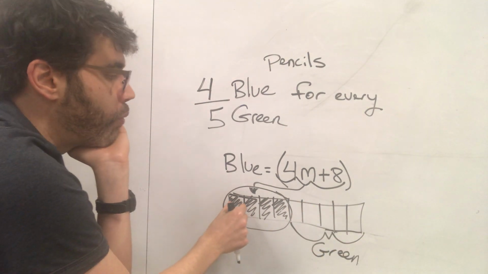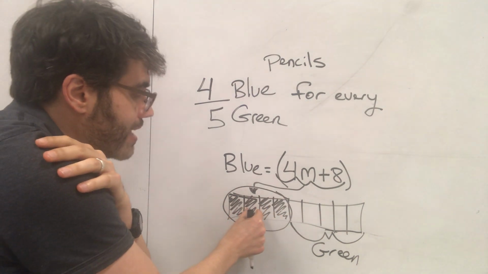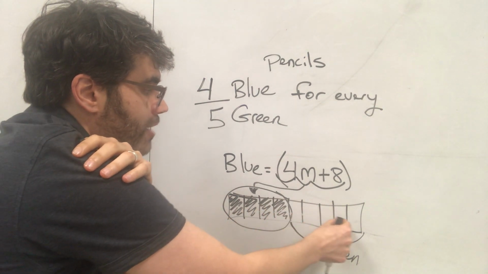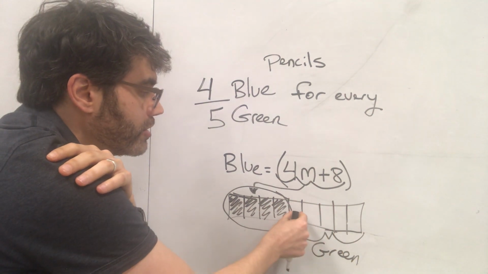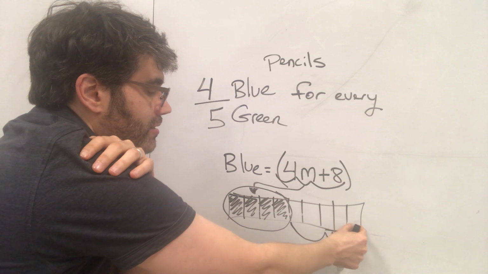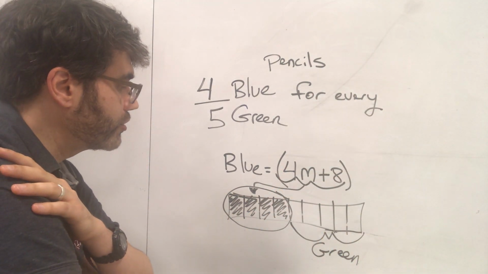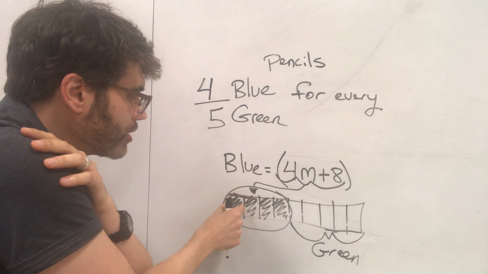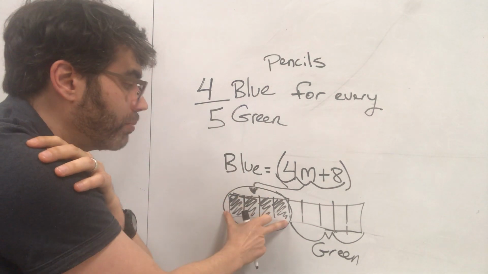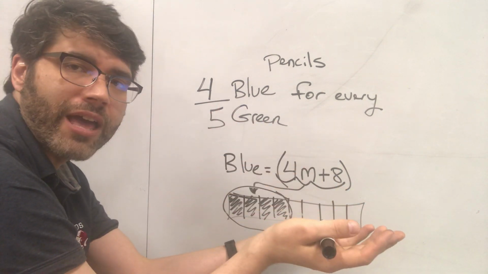So if I just knew what one block was, then each of these blocks, the whole way down, would be the same amount. Each of these blocks would be the same. And then all I would need to do is add up 5 of these blocks, and voila, I would have all of the green that I've got. So now the question is, how much is just one block? I know what 4 blocks is. That's 4m plus 8. But what's just one block? How would I figure that out?